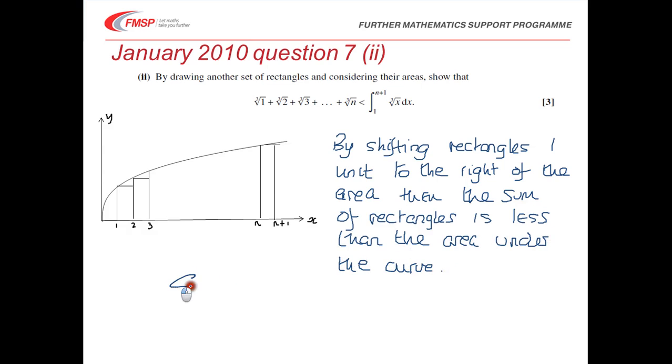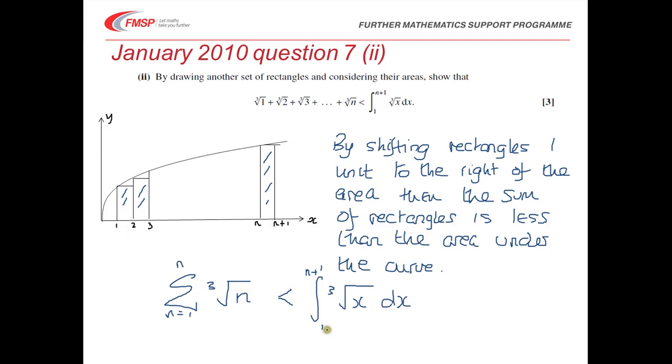So that means that when we take this sum for the cube root of n, if we go from n equals 1 to n, so we're summing all of these rectangles, then that will be less than the integral between 1 and n plus 1 of the cube root of x dx.